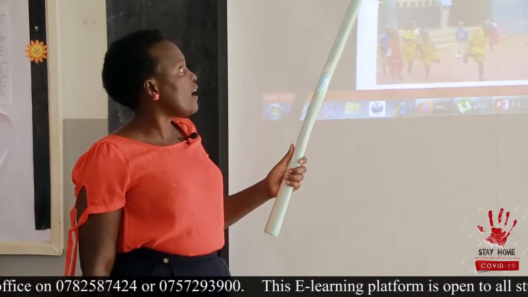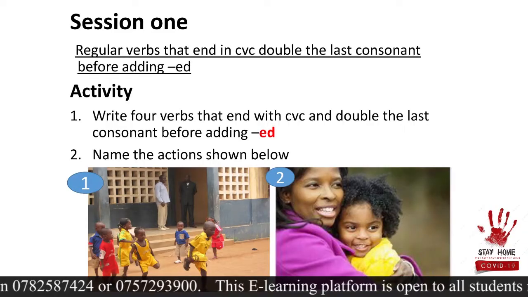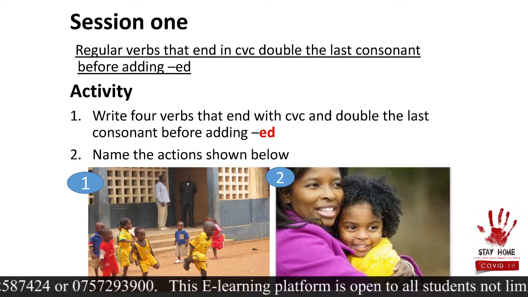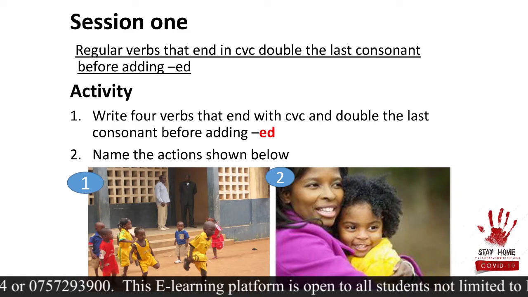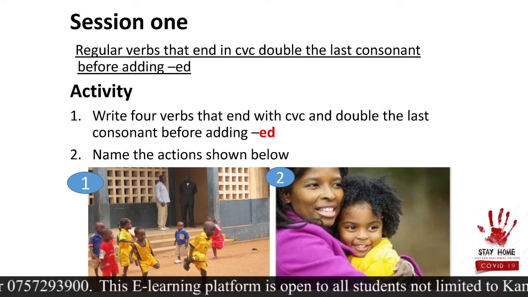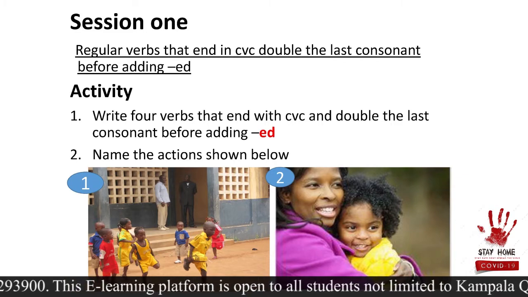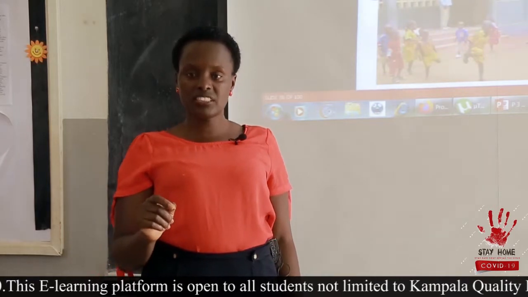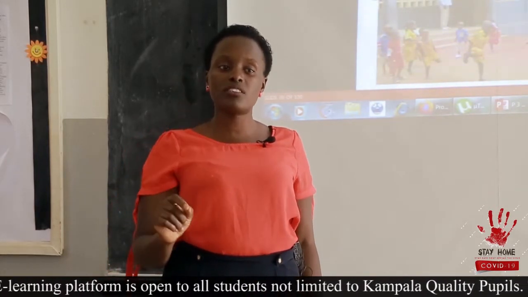Okay? Now, you're going to name these actions. These actions show verbs which end with CVC. I said CVC means a consonant, a vowel, and a consonant. And those verbs, they double the last consonant. Why? Because that last consonant is a weak sound. Why is it weak? Because it follows a strong vowel sound.